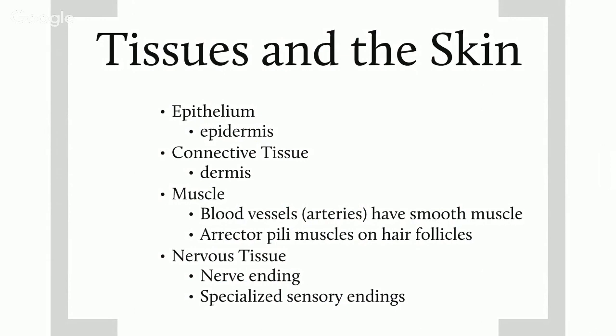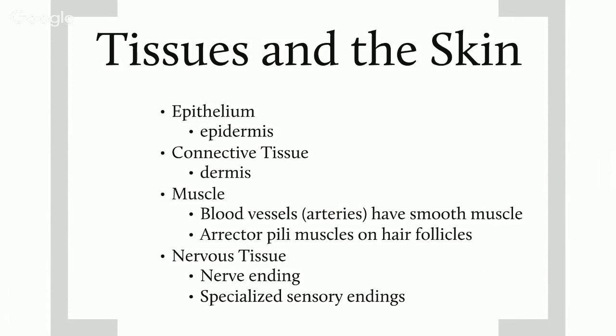Every organ system is going to have all four types of tissue. In the skin, the main place where we see an epithelial tissue is in what's called the epidermis. That's the outer layer of the skin. And then the connective tissue largely makes up the dermis, which is the rest of the skin. Within the dermis, we find examples of other structures that are made of different tissues.